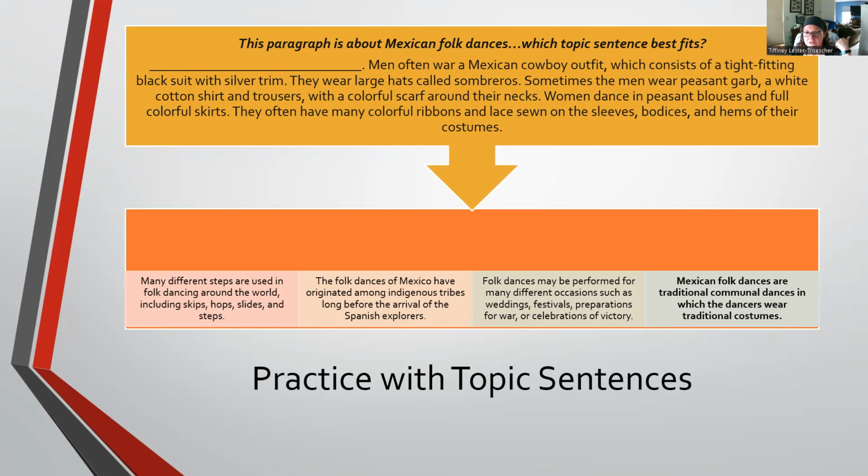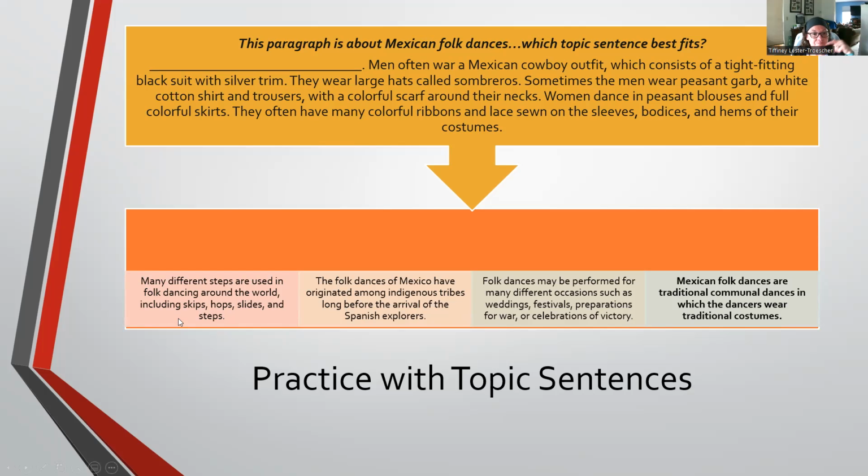Okay, well, so we know it's about Mexican folk dances in general. But what is this specific paragraph about? Well, the men often wear a Mexican cowboy outfit, the black suit, silver trim, the large hats, the peasant garb, cotton shirts and trousers, colorful scarves. So that part is about what the men wear. And then the women dance in peasant blouses and skirts. So the second part is about what the women wear. So clearly this paragraph is about what is worn in Mexican folk dances.